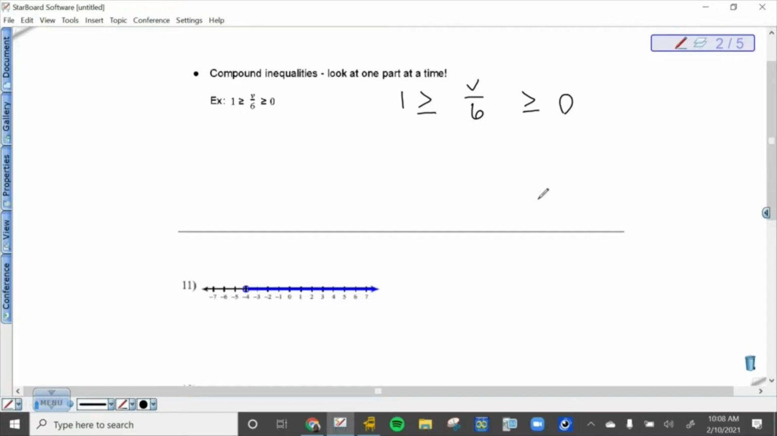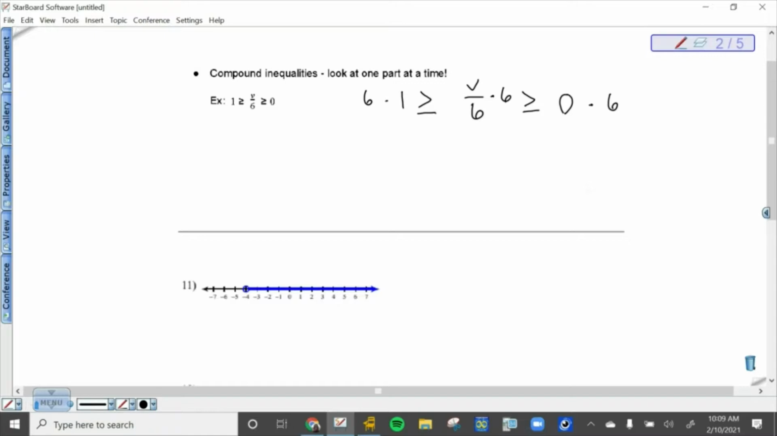We want to get our variable isolated, right? What's my variable in this example? V. So I want to get v all by itself. What's standing in the way of v being by itself? Being divided by 6. How do we undo dividing by 6? Multiply by 6. So I'm going to multiply this middle section by 6, which also means I have to multiply this left side section by 6 and the section on the right by 6.